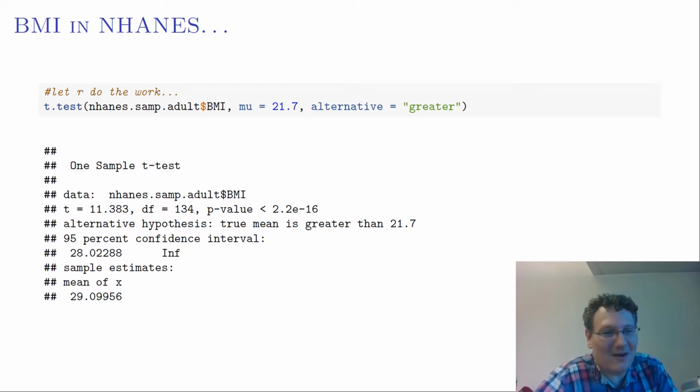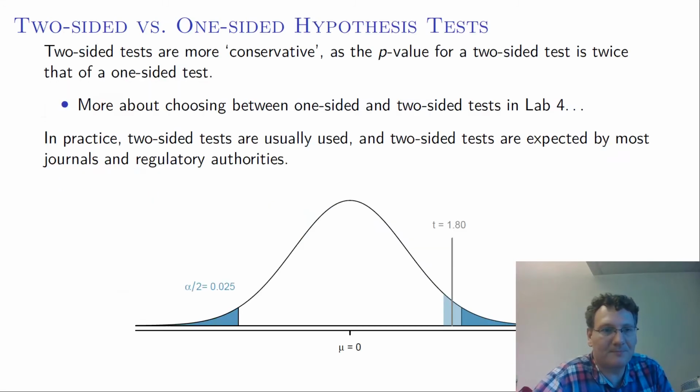Yeah, and it also is going to give you a 95% confidence interval. This is actually giving you a one-sided confidence interval, which is called a confidence bound. But what we're interested in here is that it gives you the t-statistic and the p-value, and you can interpret those.